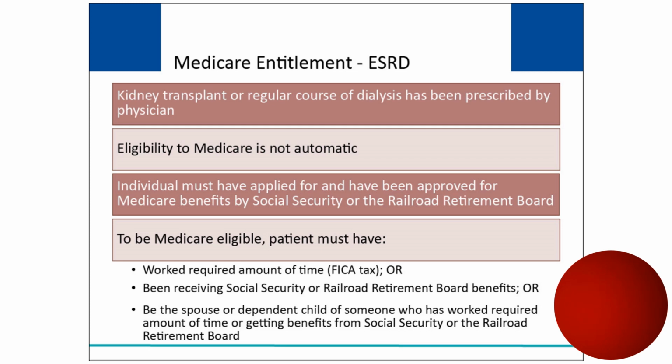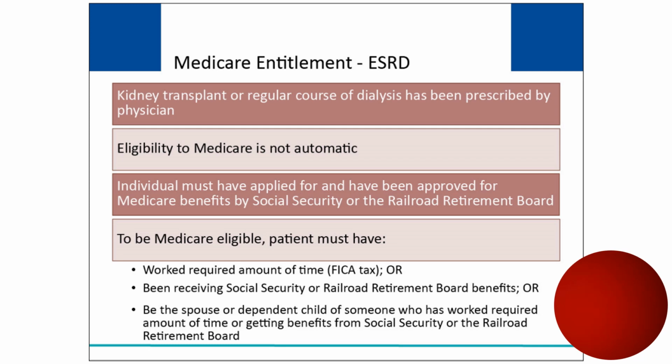Medicare entitlement, ESRD. Eligibility for Medicare coverage because of end-stage renal disease is for patients for whom a regular course of dialysis or a kidney transplant has been prescribed by a physician because they have reached that stage of renal impairment that a kidney transplant or regular course of dialysis is necessary to maintain life. Eligibility to Medicare is not automatic.